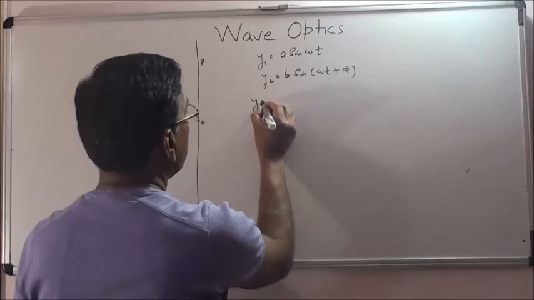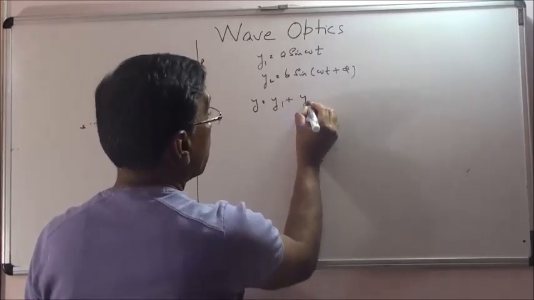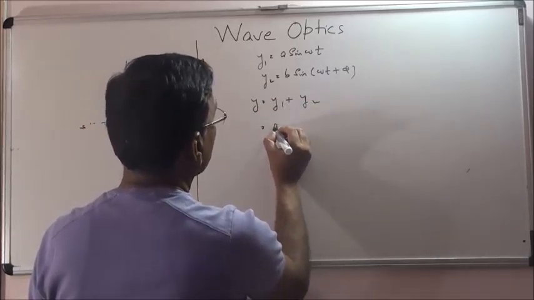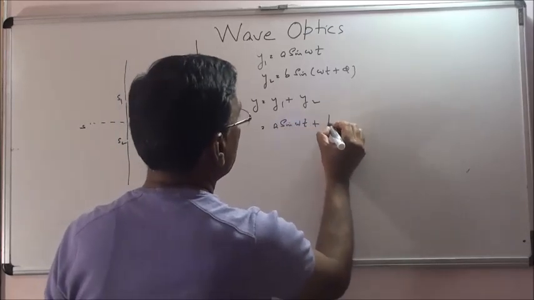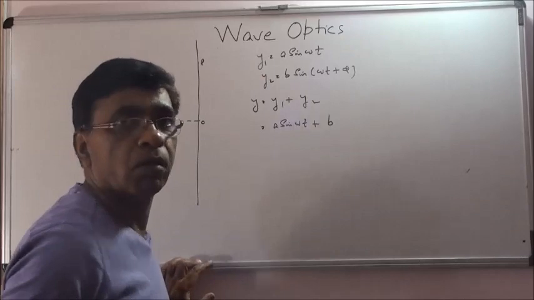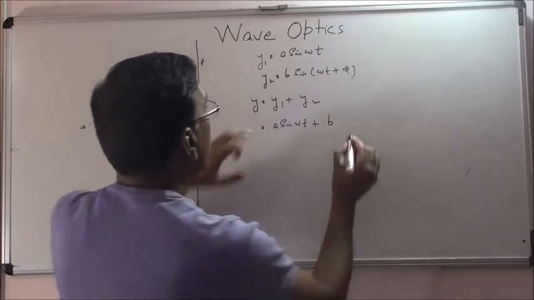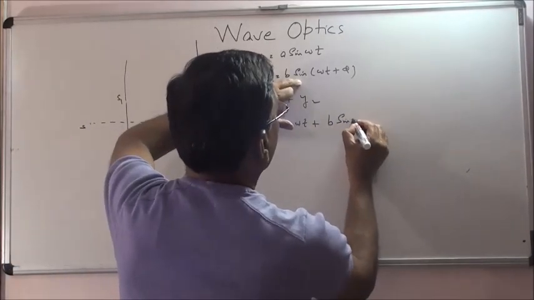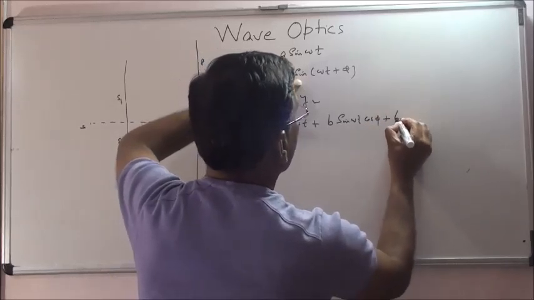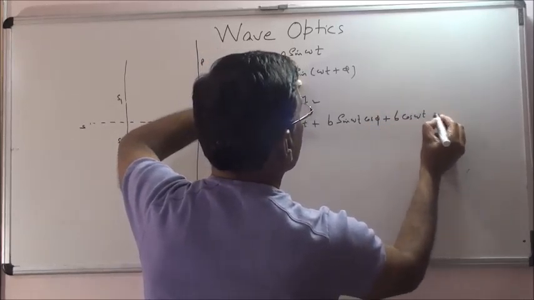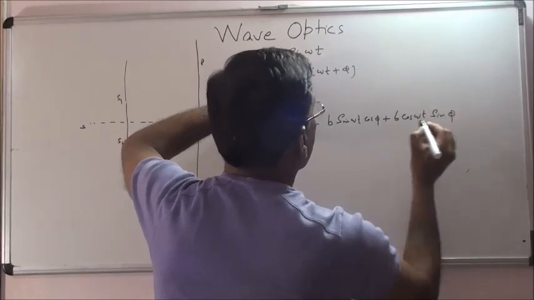Okay, what will be the net amplitude? Net displacement, sorry, y1 plus y2. So A sin omega t plus B sin(omega t plus phi). I'm using now sin(A plus B), which is sin A cos B plus cos A sin B.